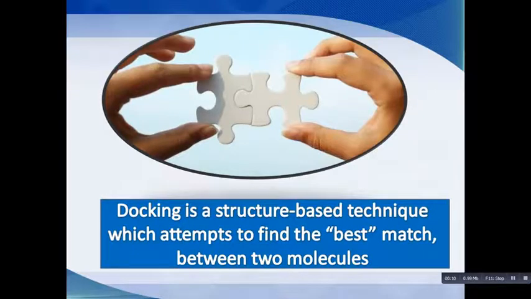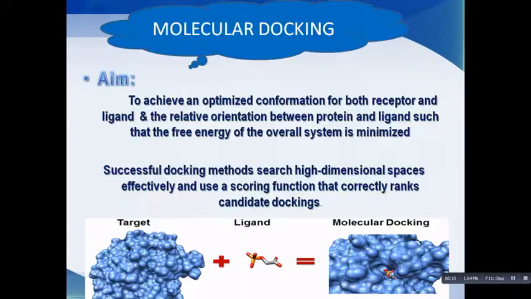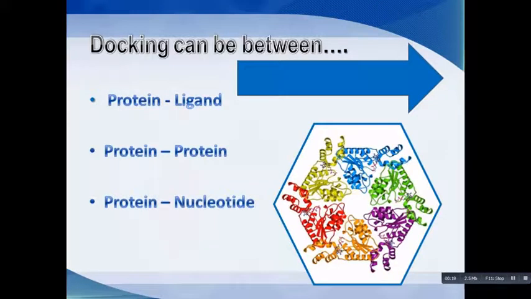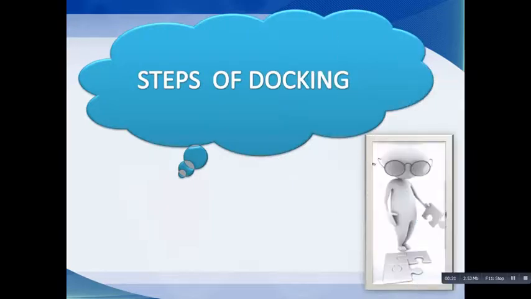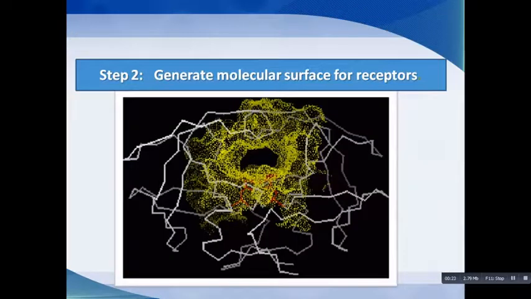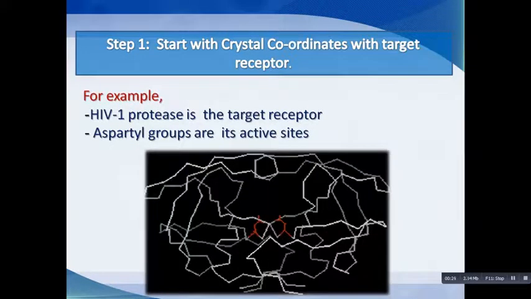Docking is a structure-based technique which attempts to find the best match between two molecules. The aim is to achieve and optimize the conformation for both receptor and ligand and the relative orientation between protein and ligand such that the free energy of the overall system is minimized. Docking can be between protein-ligand, protein-protein, and also protein-nucleotide.